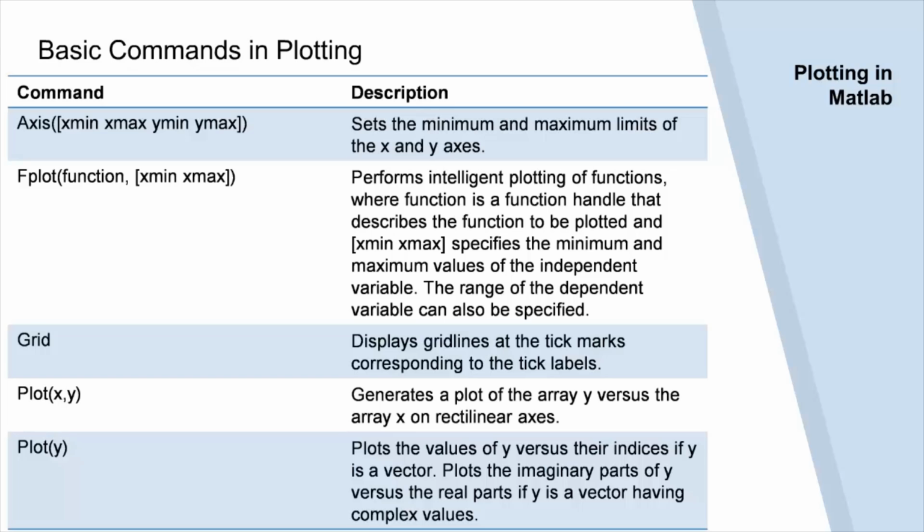Then we have a grid command. The grid command displays the grid lines at the tick marks at the corresponding tick labels. Then we have plot(x,y). It generates a simple plot of array y versus the array x on the rectilinear axis. Then we have plot(y). It plots the values of y versus the indices of y if y is a vector. It plots the imaginary parts of y versus the real parts of y if y is a vector having complex values.